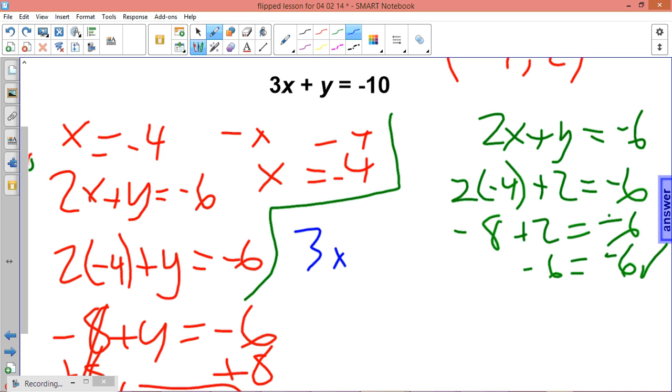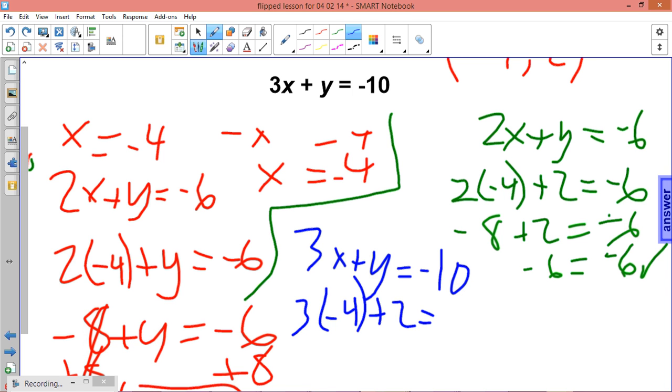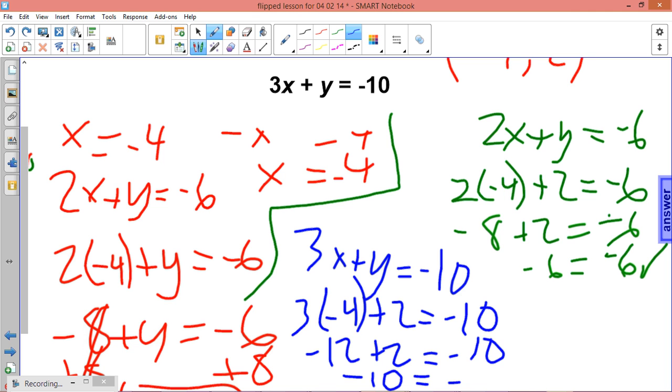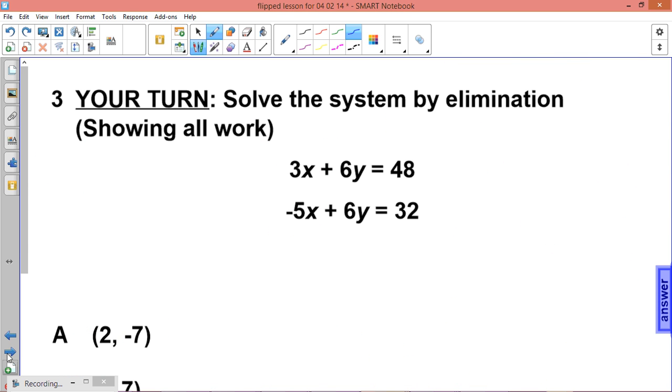3x plus y equals -10. I plug in -4 for x, 3 times -4 plus 2. Is that equal to -10? Let's see. -12 plus 2. Is that equal to -10? Let's see. -10 equals -10. And I'm done. So this one's your turn. We're going to skip it.